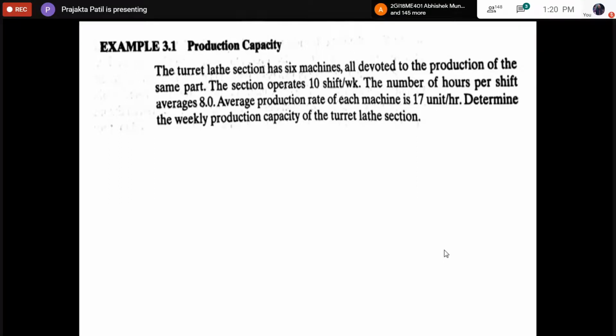Can roll number SW answer? Yeah, SW, fine. The number of hours per shift averages 8, and the average production rate of each machine is 17 units per hour. Determine the weekly production capacity of the turret lathe section. So with whatever notes you have, with whatever little you have understood, just try to write down the given data. First, write down all the given data, and write down all the units correctly as specified in the problem statement.